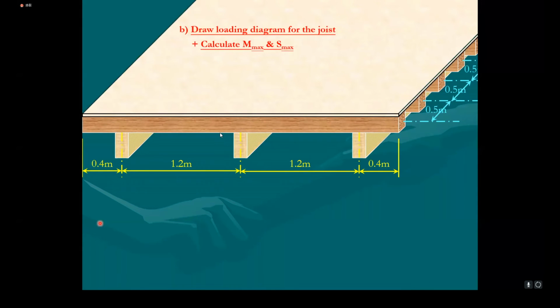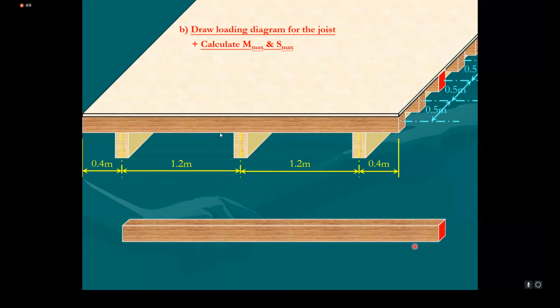In part B, you are asked to prepare a loading diagram for the joist and then calculate the maximum bending moment and maximum shear force of the joist. So you have a number of joists here. So let's say I consider this one, not the one at the edge. Anyone inside? Consider this timber joist.